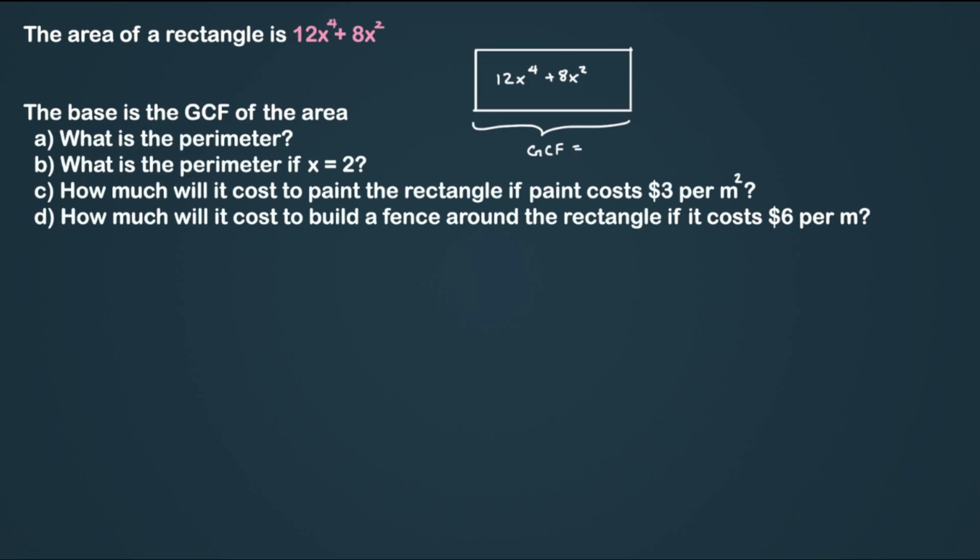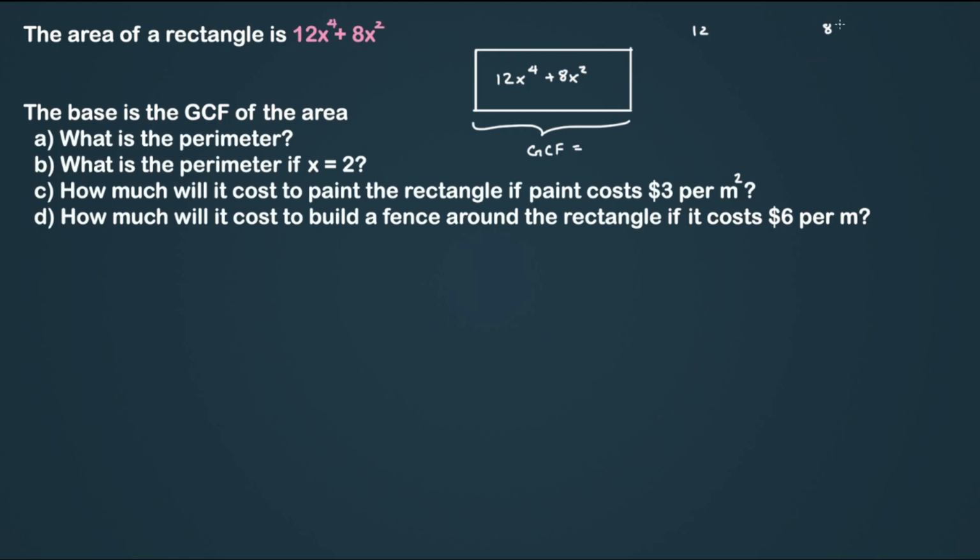Okay, so first things first, when we're trying to find the GCF of the area, or this polynomial here, we have to find the GCF of the coefficients, right? So what are my coefficients here? Well, I've got 12 and I've got 8. So the smallest number here is 8. Let's see if the other number is divisible by that smallest number. 12 is not divisible by 8.